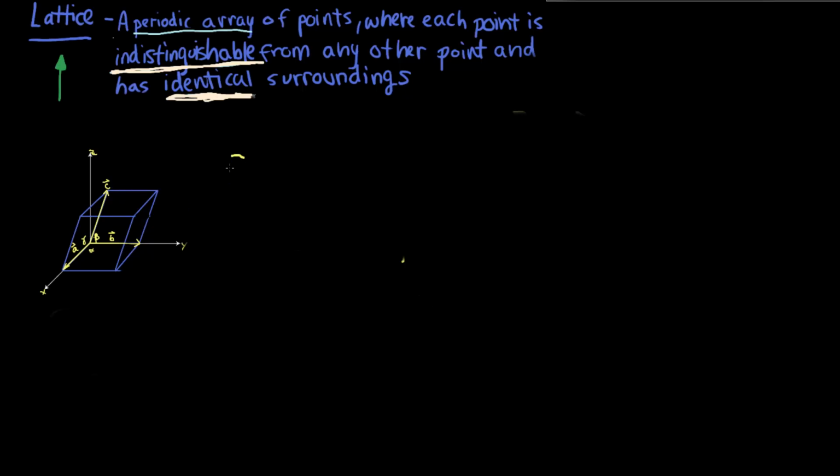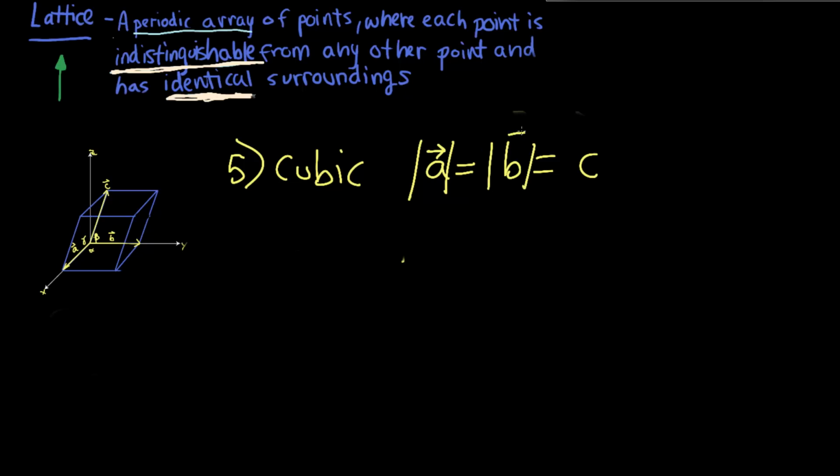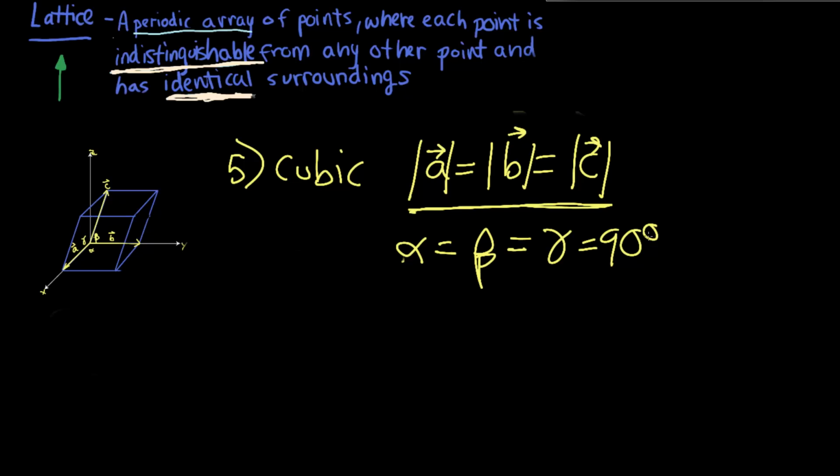Our fifth crystal system is cubic. Now this one is very common, very important, one worth memorizing. a is equal to b is equal to c. I think we all understand that from basic geometry. And alpha is equal to beta, is equal to gamma, and they are all 90 degrees. Good old cubes.